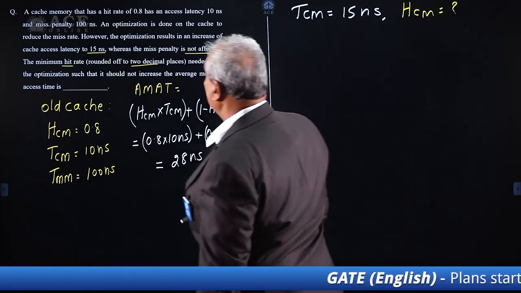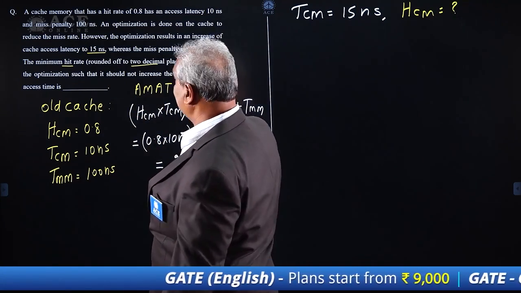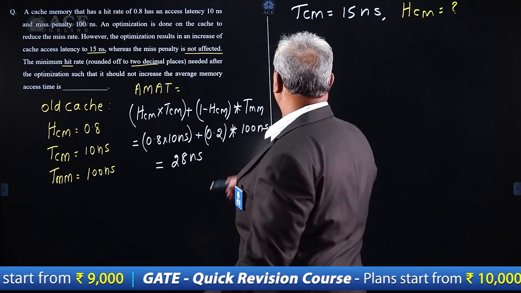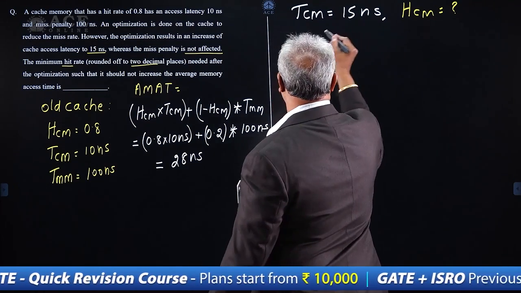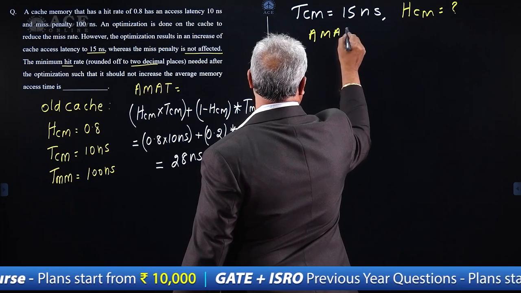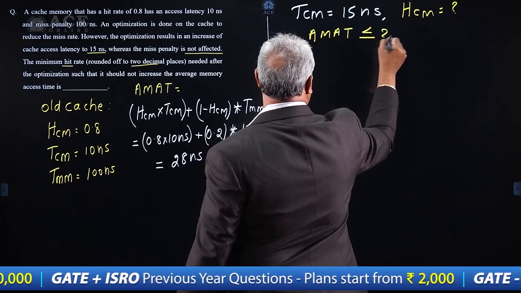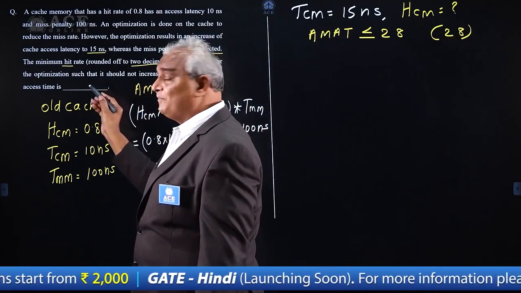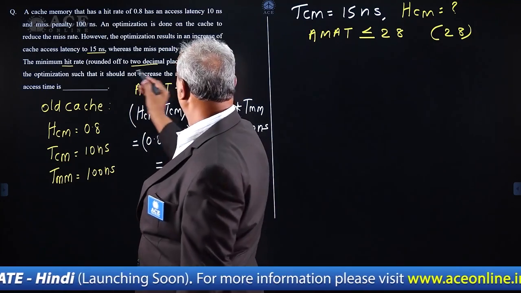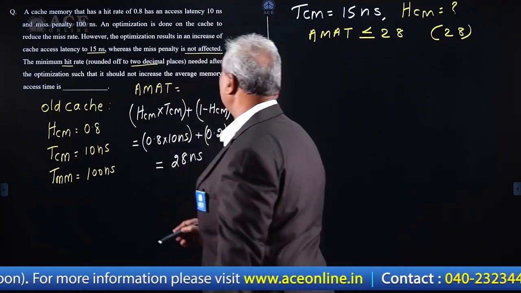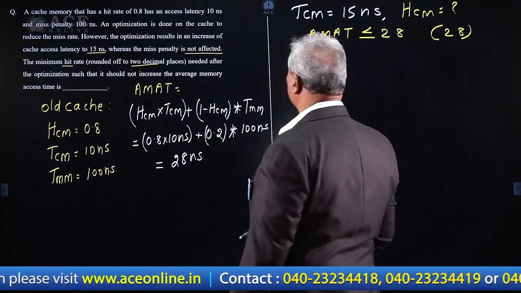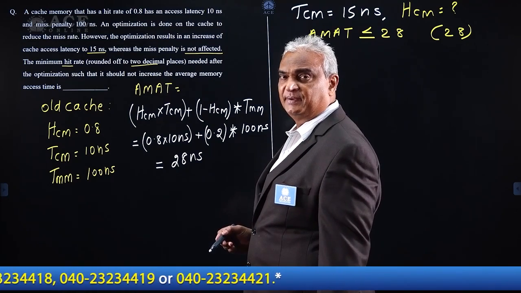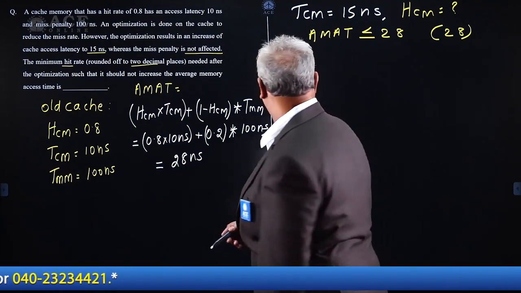Next, at the same time, one more point he mentioned clearly. After optimization, it should not increase the average memory access time, means for the new system. What about AMAT? Average memory access time is less than or equal to 28 only. Generally, we take 28 here because it is the maximum value. Because what he mentioned here, it should not increase the average memory access time. So 28 is the maximum average memory access time. 28 nanoseconds is the maximum average memory access time for the new version after optimization.